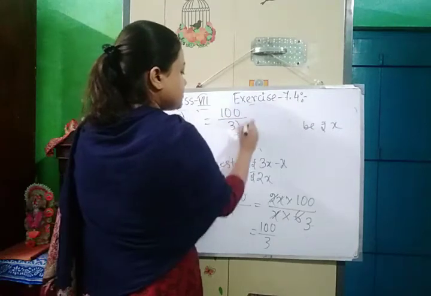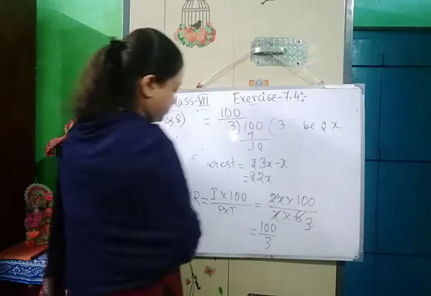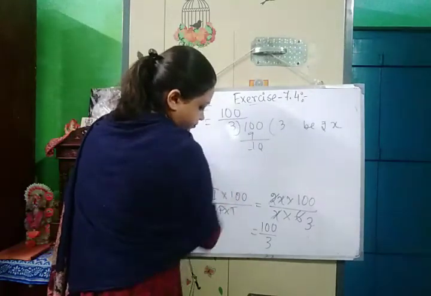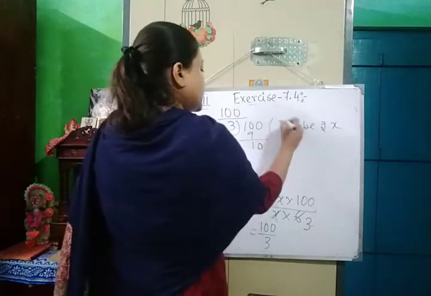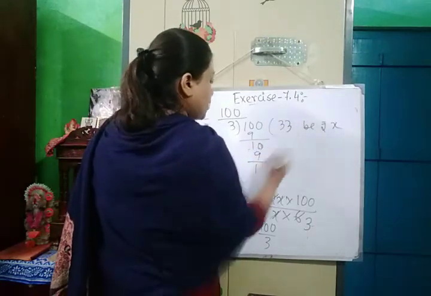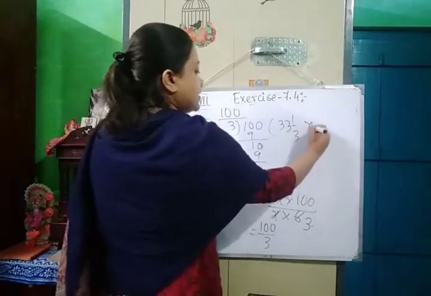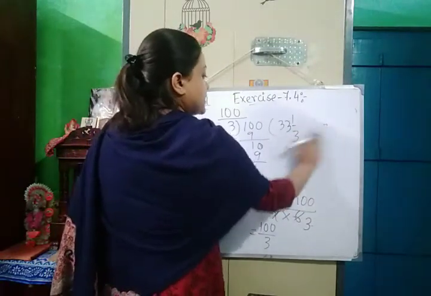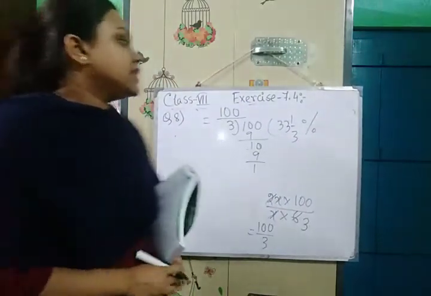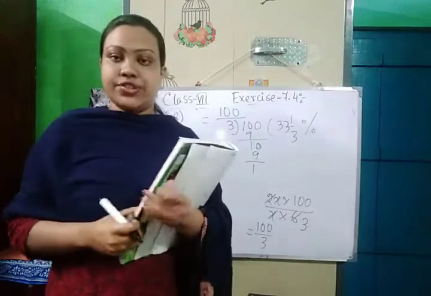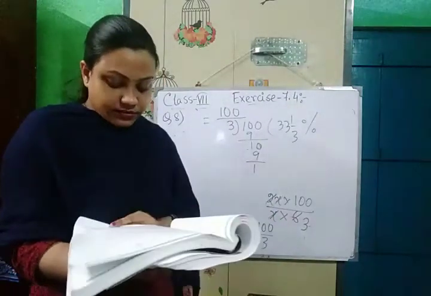100 by 3, 3 3s are 9, 1 remainder. So 33 whole 1 by 3 percent. That is the required rate of interest: 33 whole 1 by 3%. Okay.